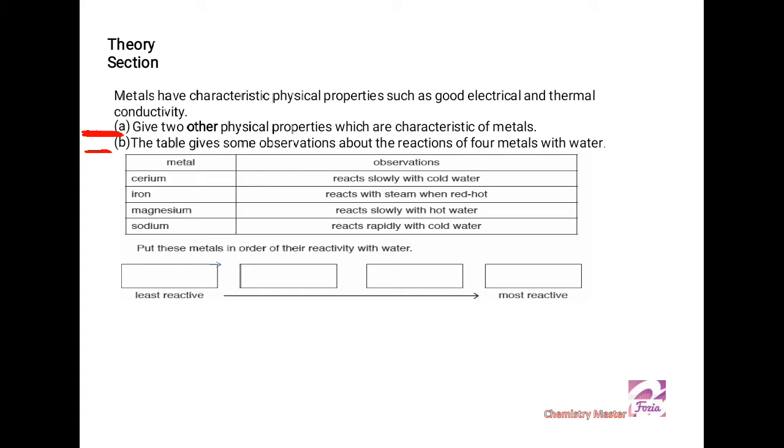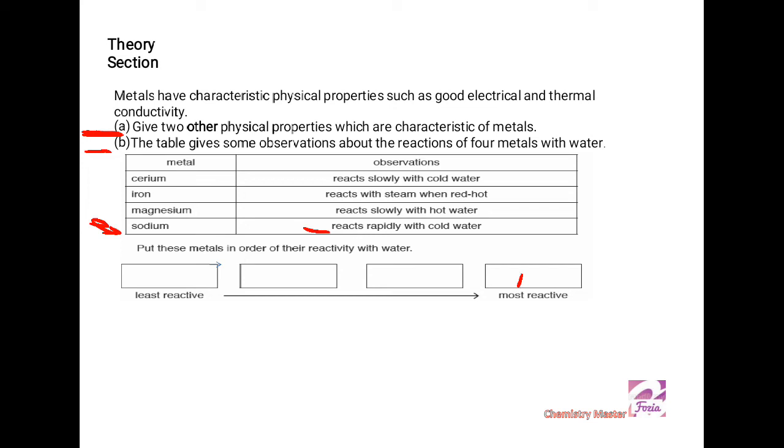So first, out of these 4 options, one should click sodium, as it is the most common metal and we study the reactions of sodium generally. So sodium reacts rapidly with cold water, which means it is very reactive, that it reacts rapidly even with cold water. So it should be very reactive. So the place of sodium is here, the most reactive.